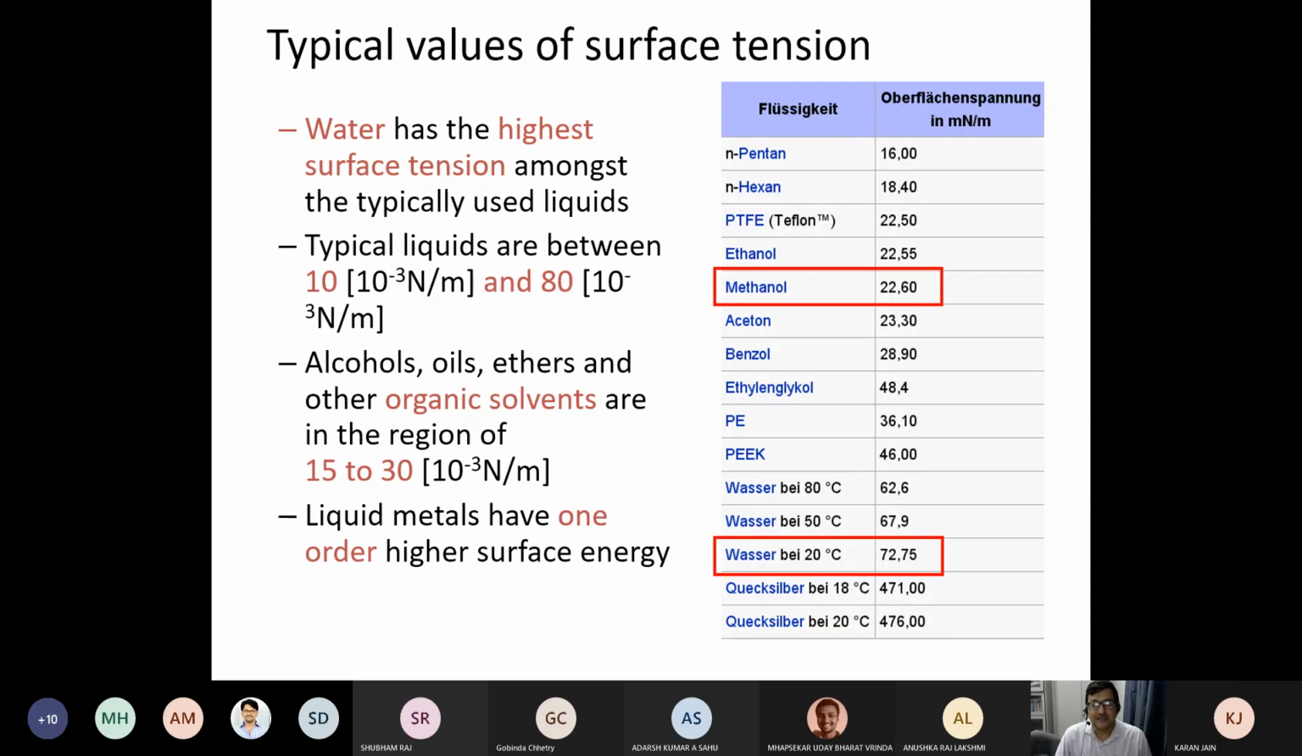So you have different types of materials with different types of surface tension. The strangest liquid that is available on the globe is called water. By the way, this is perhaps German, so they are writing Wasser. This is water. Okay. So 72.75 millinewton per meter. In Newton per meter, this is 0.0725 Newton per meter. Right. So water has the highest.